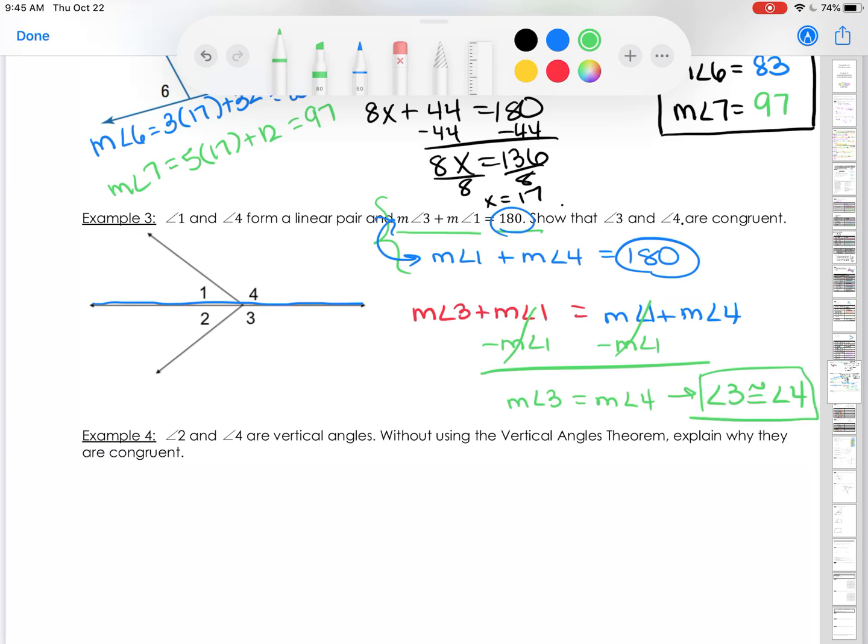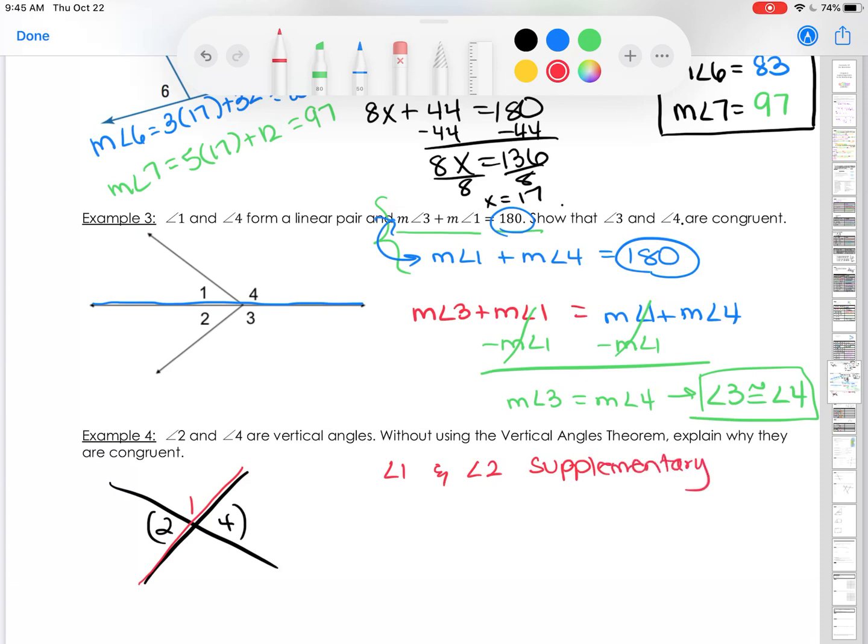Okay. All right, in number 4, it says that 2 and 4 are vertical angles. Okay, so we need to draw some vertical angles here. So here's angle 2, here's angle 4. If they are vertical angles, that means they are congruent, but it wants us to, without using the vertical angle theorem, explain why they are congruent. So we could do this a few ways, but let's put in one more angle here. So I see that 1 and 2 form a linear pair, or they are supplementary. Okay. I also see that 1 and 4 are supplementary.